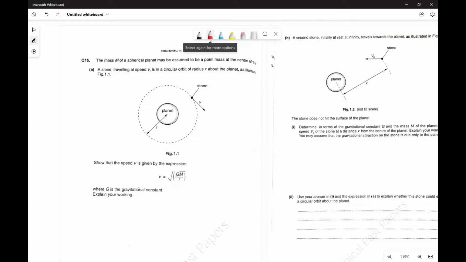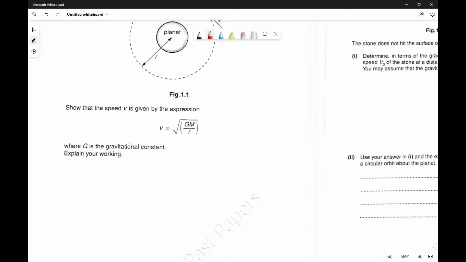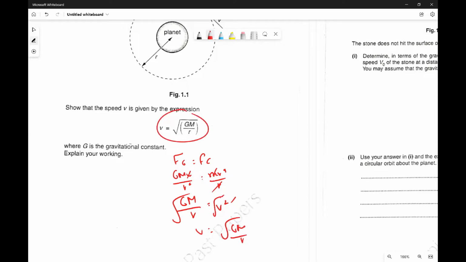So we're looking at this question here. What I was saying was that you can use this formula. F, the force of gravity, equals centripetal force. GMm over r square is equal to mv square over r. So Gm cancels, GM over r is equal to v square. So root on both sides: v is equal to root GM over r. We have shown this.